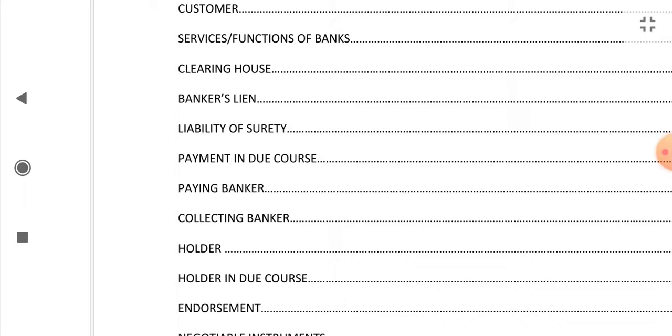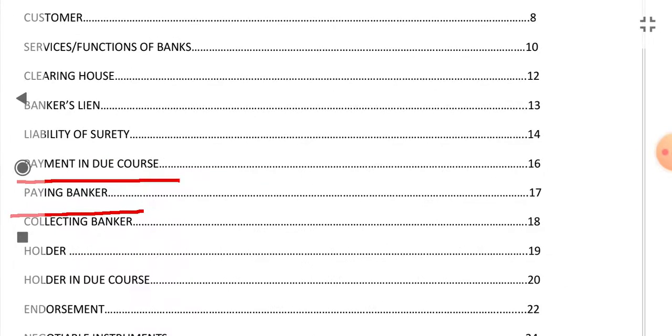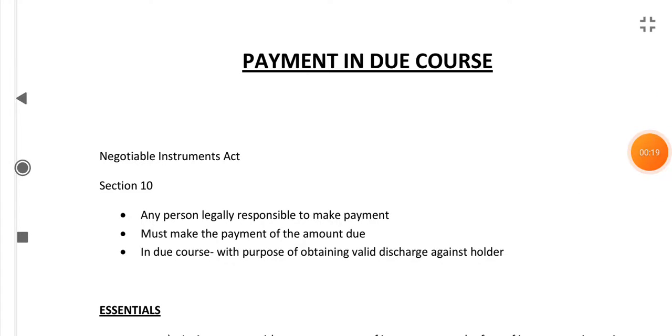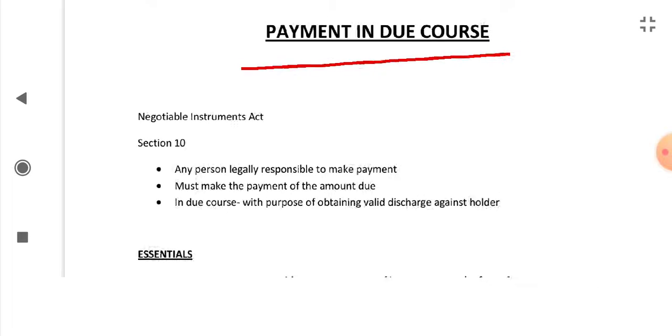Today we will be doing payment in due course and paying banker. Okay, so page number 16. First we will do payment in due course. We are doing it first because it will be useful in the protection of a paying banker, which will be the next topic. So first we are covering payment in due course so you can understand it.